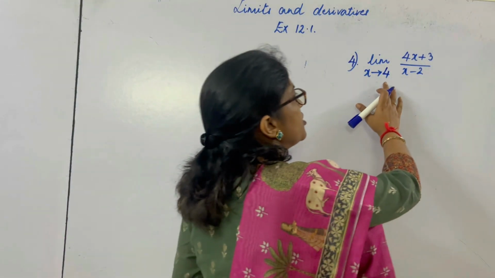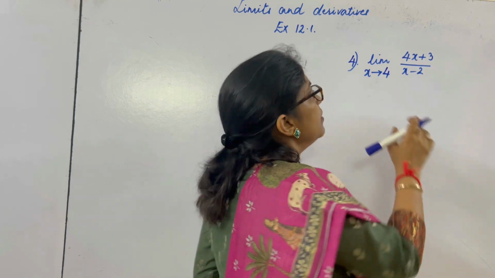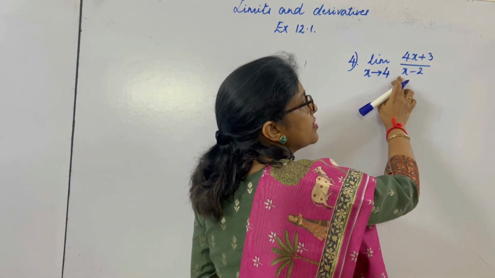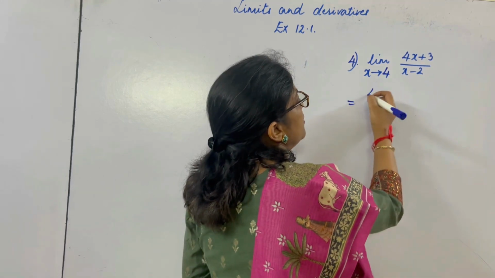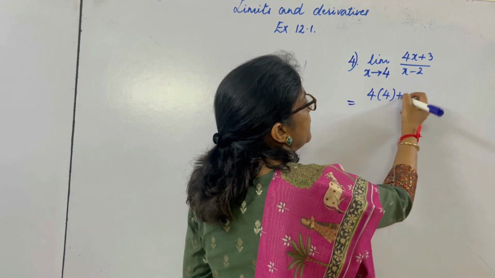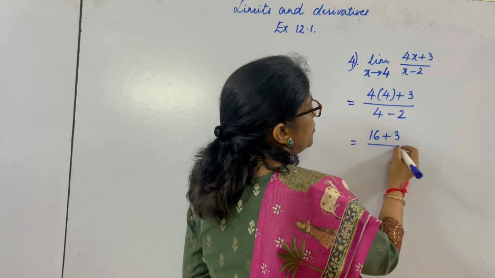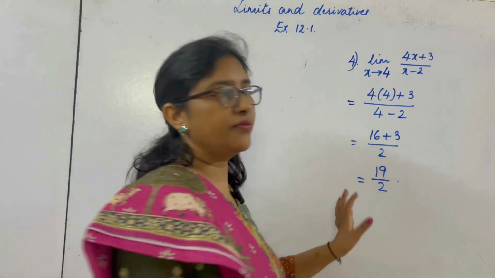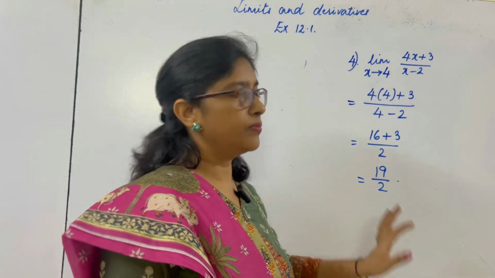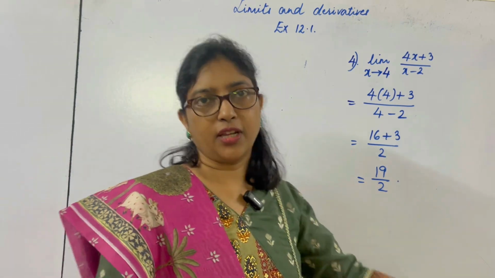Okay, so the fourth question is, now the denominator is not 1, but if you substitute 4 and see, it is non-zero. So, you can directly substitute the limit. Wherever x is, you write 4, so that is 16 plus 3 upon 2 is 19 by 2. Okay. Very simple. The questions at the beginning of the exercise are very simple. You just have to put the limiting value.